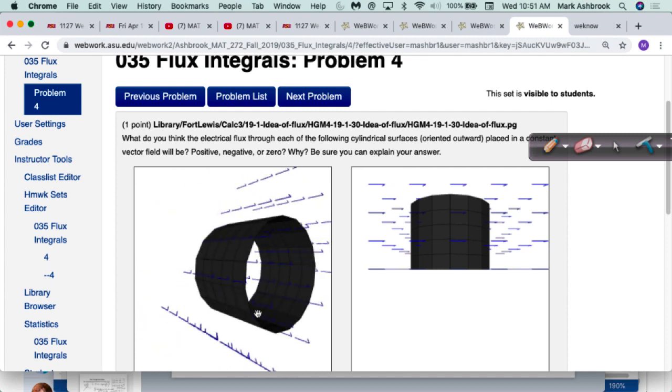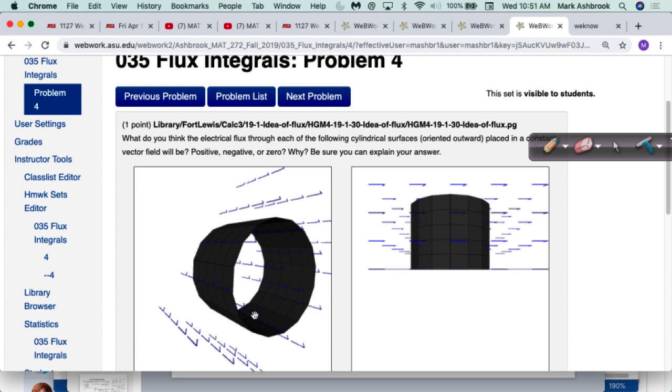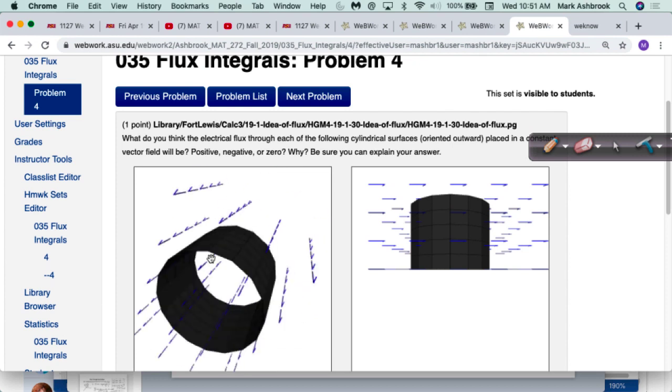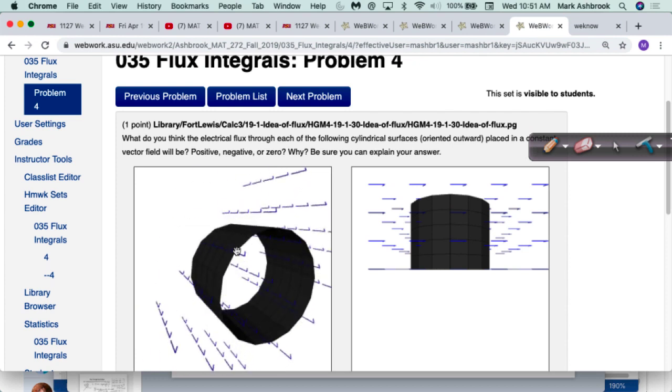Okay. Therefore, what is it? Point-wise on the surface, the flux is? At every single point on the surface, the flux is 0. There's no flow through the surface. It's all parallel to the surface. So for that reason, the flux is 0. What about this one?